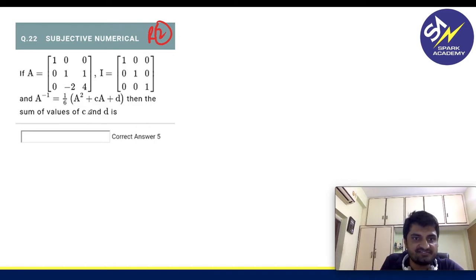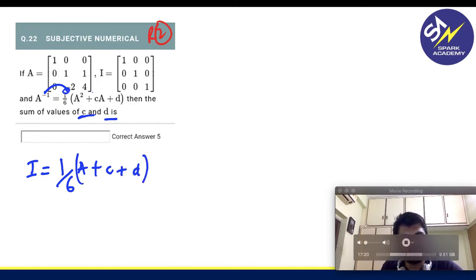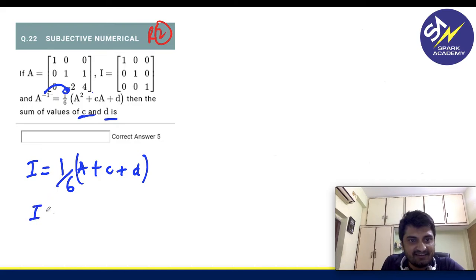Now they are asking us C and D, right? One thing you can do, guys, can I take that A inverse to the other side? What will you get? If you take A inverse to the other side, this will be 1 or identity matrix. 1 by 6 times A square into A inverse, that will be A. Plus C into A inverse, that is nothing but I. Anything multiplied by I will be the same, equal to C plus D. Or simply speaking, I minus A by 6 will be C plus D, guys.